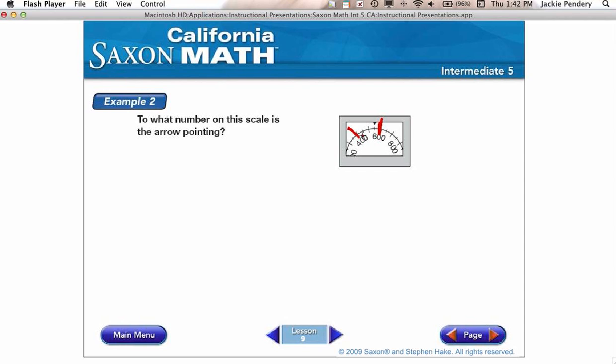Well, if I count by hundreds, that would be 500, 600, 700, 800. That's not going to work. So let's try counting by 50s. 400, this little one then would be 450, 500, 550, and then 600. So this arrow right here is pointing to 550. So you may need to experiment sometimes to figure out exactly what the scale is, because it may not be obvious. Okay, let's look at example 3.